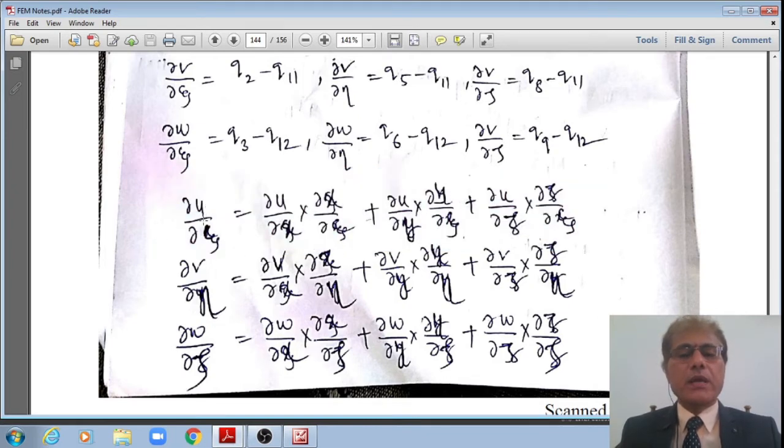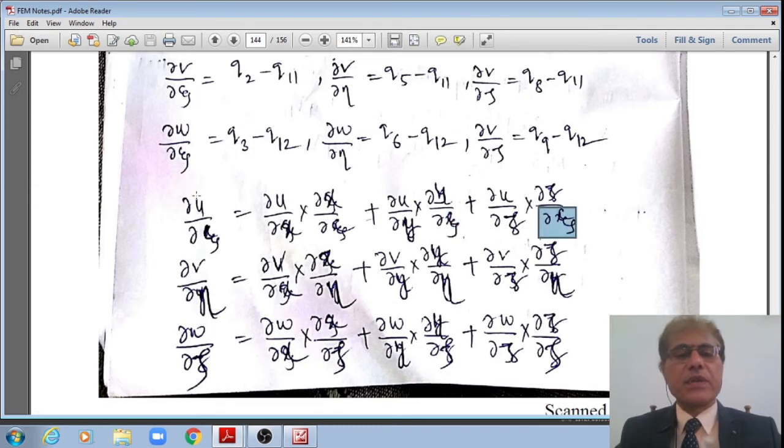Similarly, doing this with respect to eta and zeta, you will get dou u by dou x by dou eta, dou u by dou y by dou eta, dou u by dou z by dou eta. And similarly, for the third time, if you do dou u by dou zeta, that is dou u by dou xi, dou u by dou x by dou zeta, dou u by dou y by dou zeta, dou u by dou z by dou zeta, right?